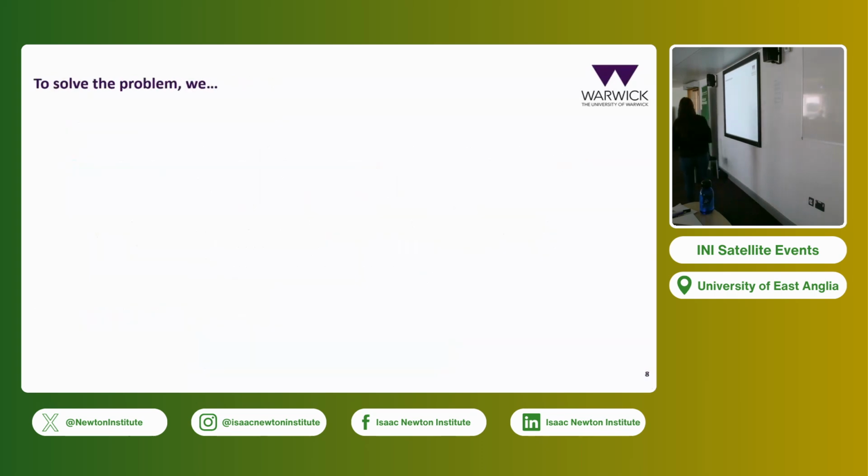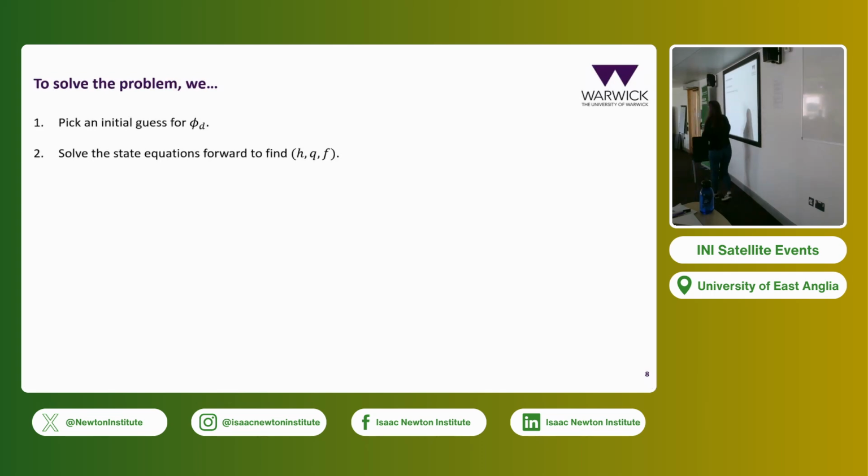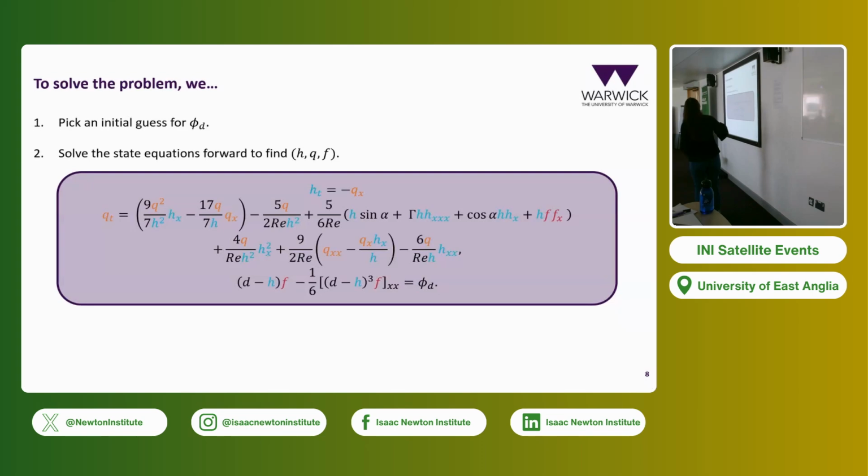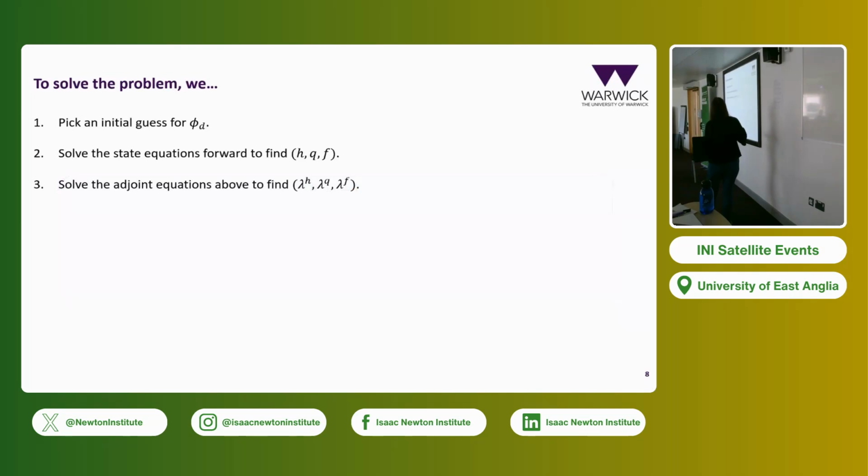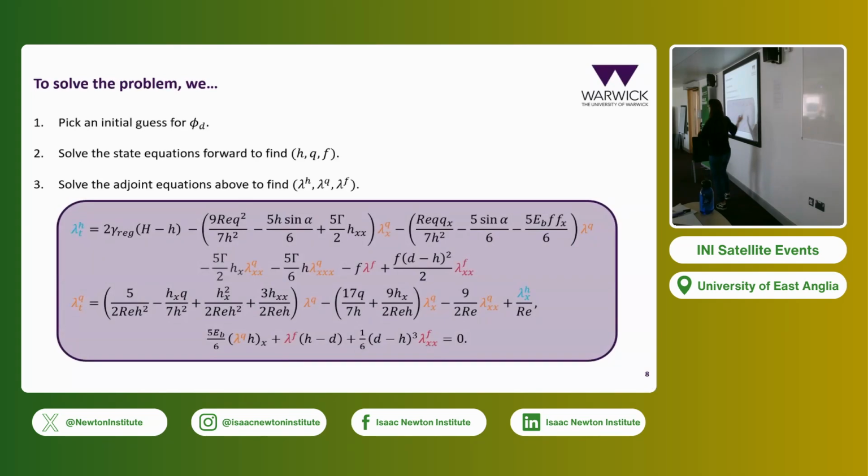So here's what you do in practice. You start with your initial guess for phi d. It can be anything. And then you solve your PDEs forward. So you solve your PDEs in time as you would if you just had, I'm going to try this forcing. That gives you an h, a q, and an f as a function of space and time for all your time period. And then, so this is the equation to solve, just to remind you. You solve this forward. And then once you have h, q, and f, you then solve the adjoint equations backwards in time. And that gives you your lambda q, your lambda h, and your lambda f.